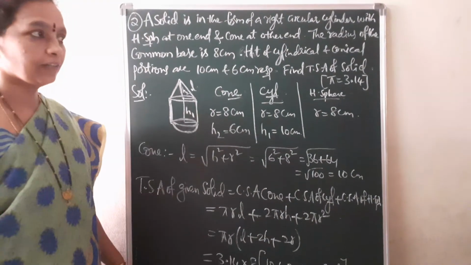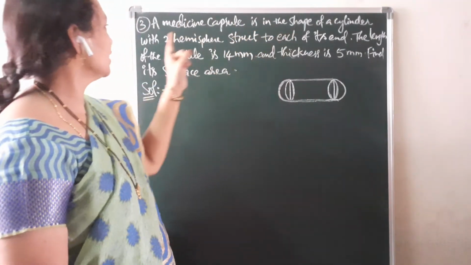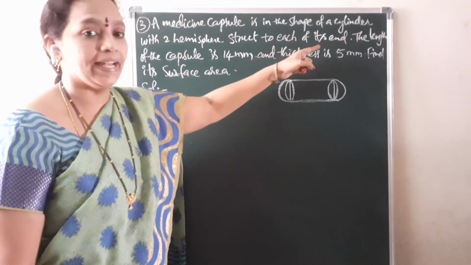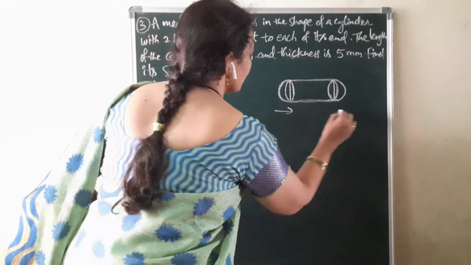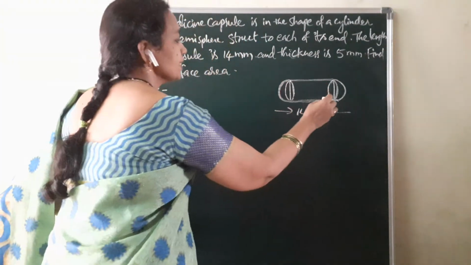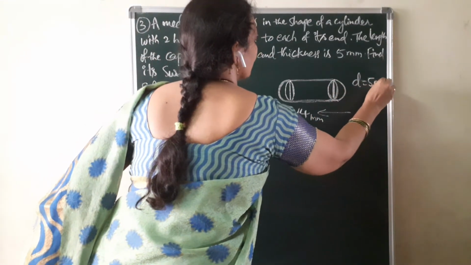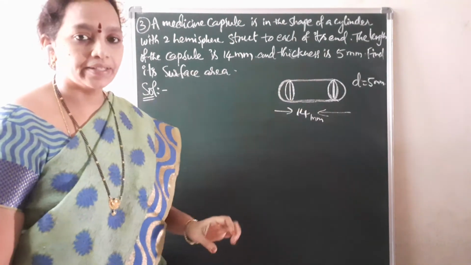Next question: a medicine capsule is in the shape of a cylinder with two hemispheres stuck on each of its ends. The total length of the capsule is 14 millimeters, and the thickness is 5 millimeters. Thickness comes under diameter, so the diameter is equal to 5 millimeters. Find the surface area of the capsule, he asked.